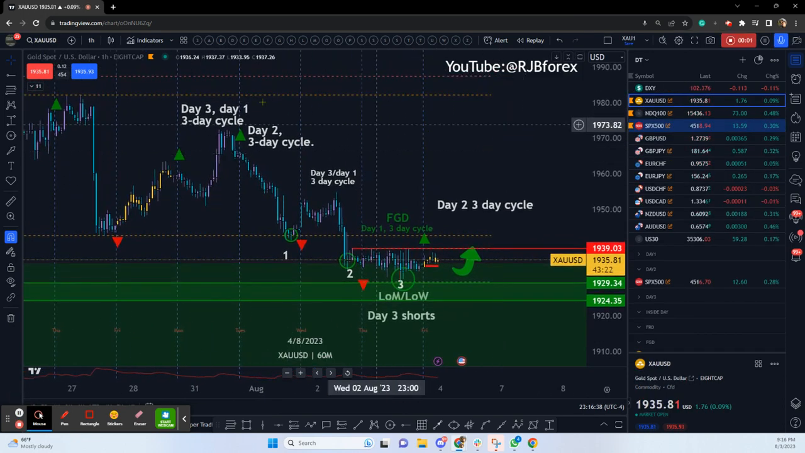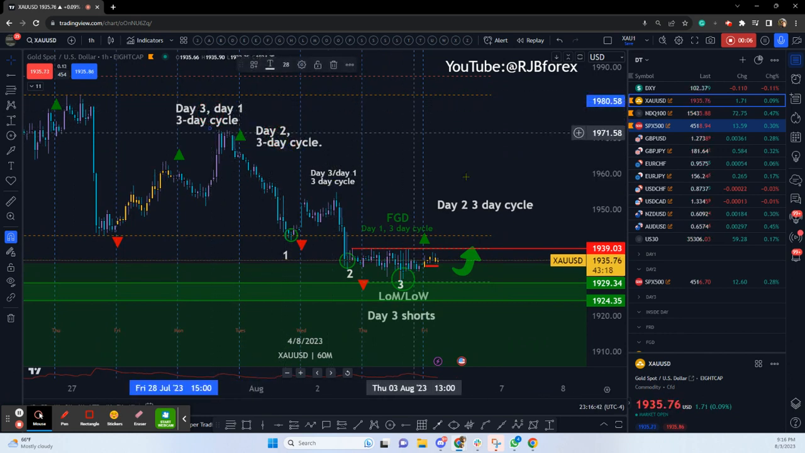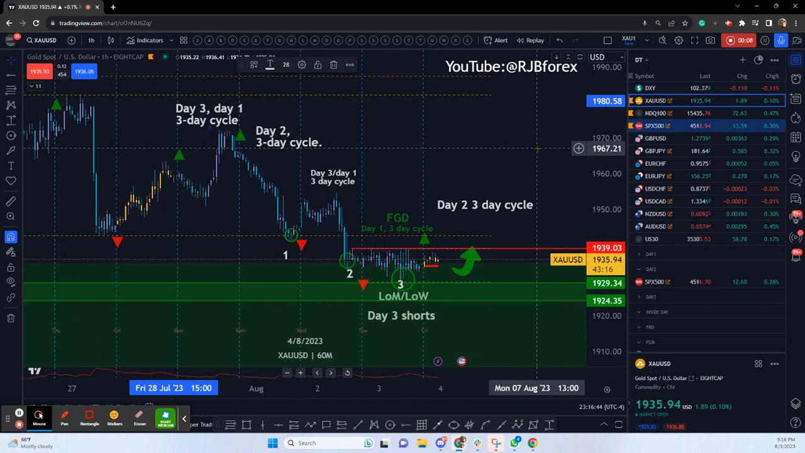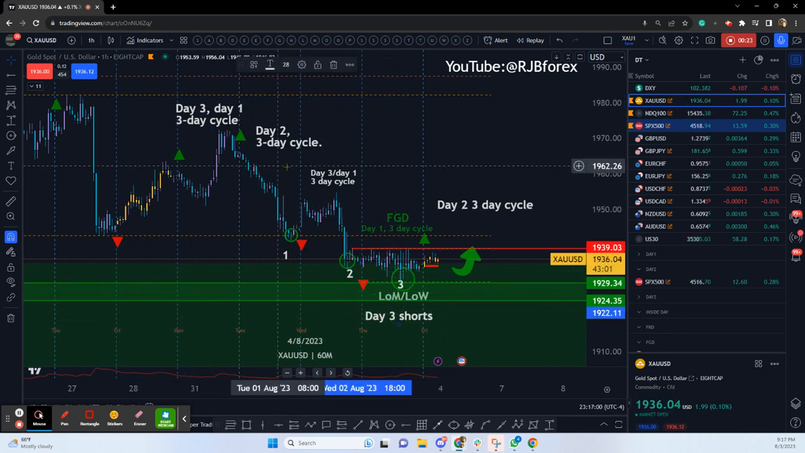Right, so gold, similar scenario with the indexes, funny enough, considering how correlated they are. So we've got the first green day. We had the Thursday close bullish. We've got 3 drives into the low of the month, low of the week. We've got day 3 shorts in the market.